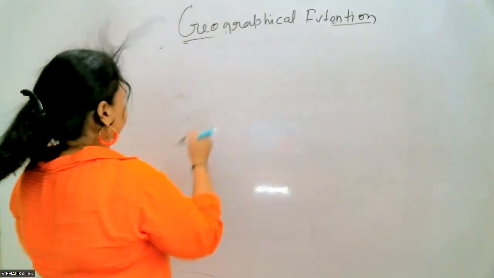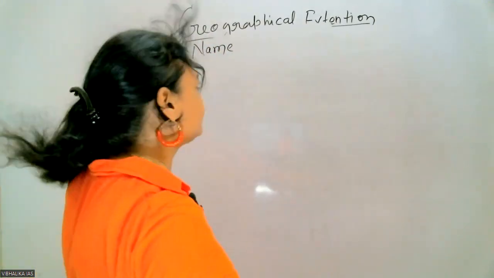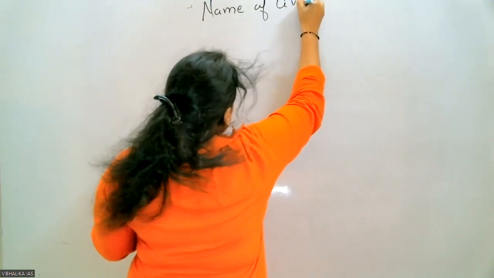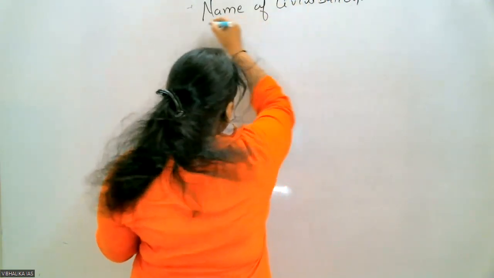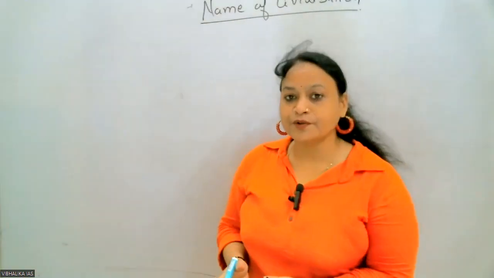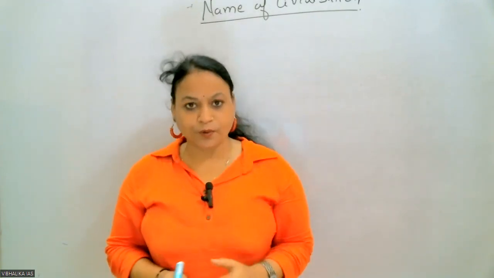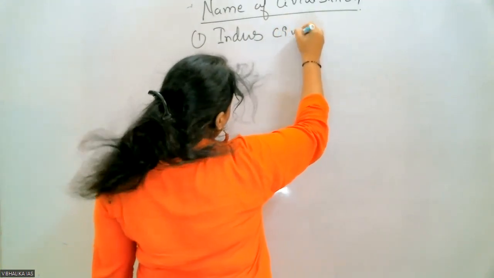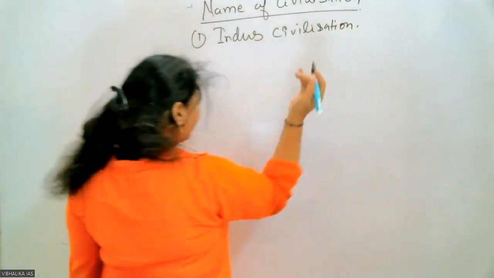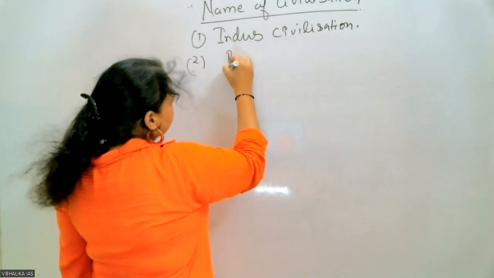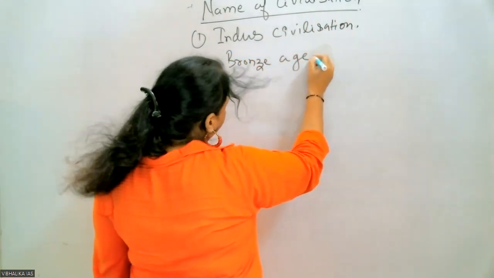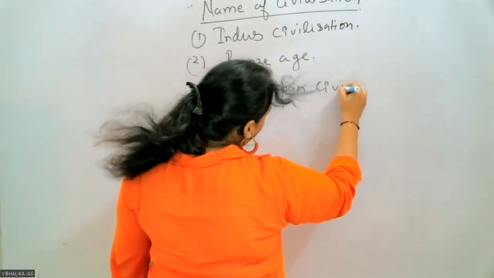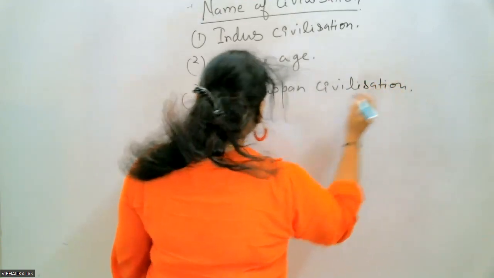Now we are going to cover the names of the civilization. As I told you, students, this civilization is also known as the Indus civilization, or you can say the Indus Valley civilization, number two, Bronze Age, or number three, urban civilization. We will discuss one by one.